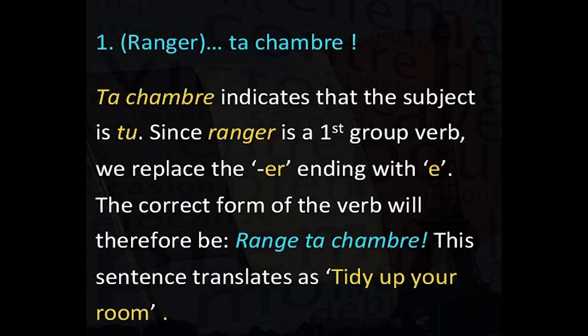Ranger ta chambre. Ta chambre indicates that the subject is tu. Since ranger is a first group verb, we replace the er ending with e. The correct form of the verb will therefore be range ta chambre. This sentence translates as tidy up your room.